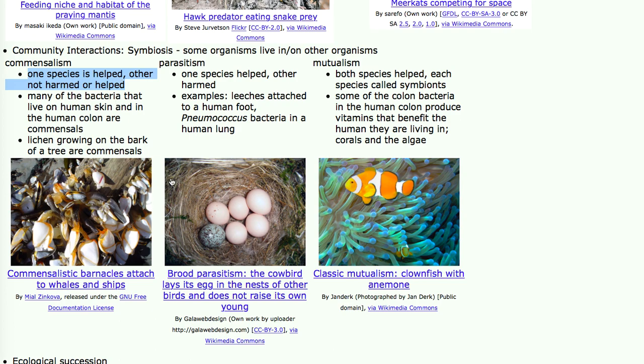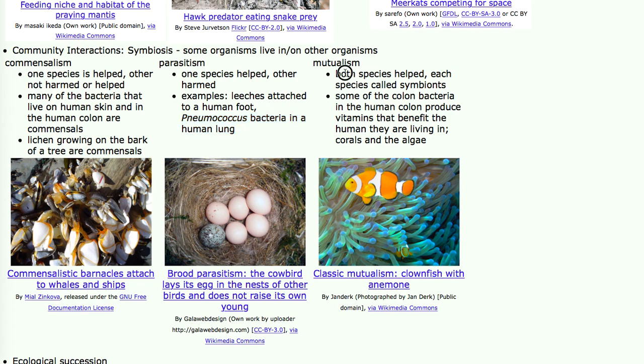Now, parasitism, on the other hand, if you get cooties, which are lice, they actually kind of hurt you. Mites hurt you. Viruses hurt you. In parasitism, one species is helped and the other one is harmed. Leeches attaching to your foot or pneumonia bacteria in your lungs are definitely parasitic associations. So these kind of interactions are different than predator-prey. You're sort of living together. It's not like the one species eats the other. You're living together, but it's in a harmful way.